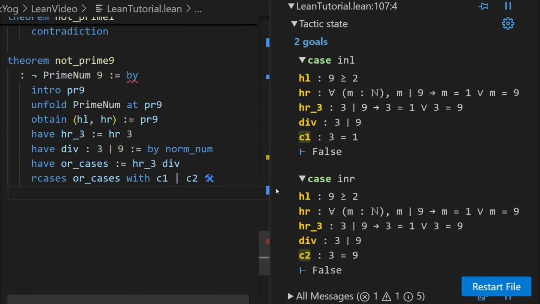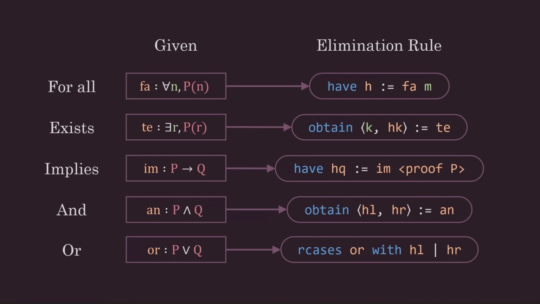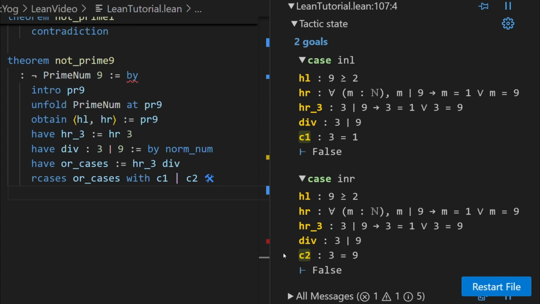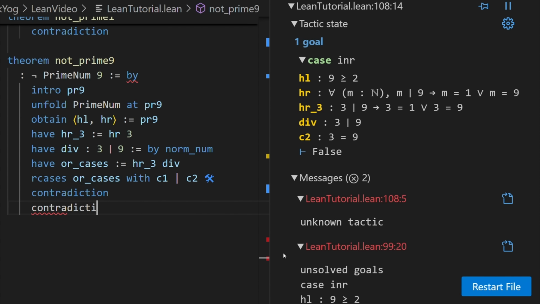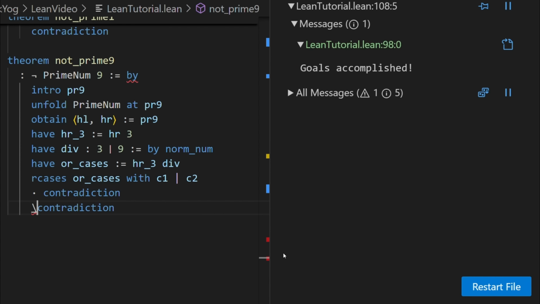Notice that we have two cases, inl with C1 as 3 equal 1's proof and inr with C2 as 3 equal 9's proof. Given an OR proof, taking it apart using OR cases is the OR elimination. Both cases have a contradiction, so the contradiction tactic solves both. To show their separate cases, we can indent them with a dot.